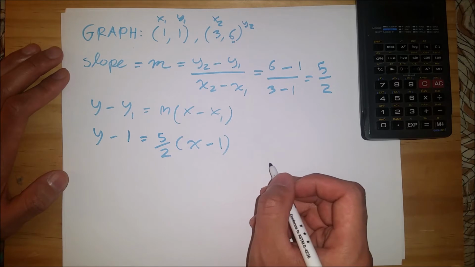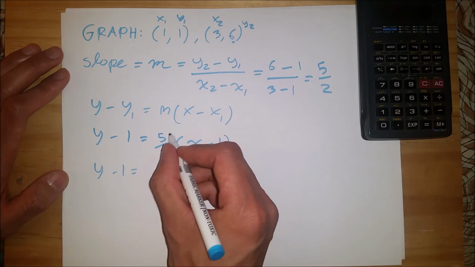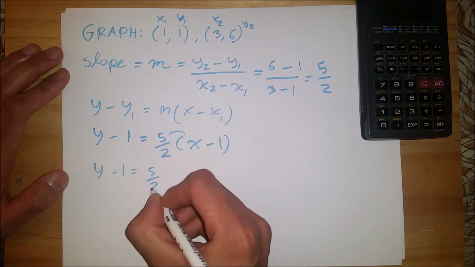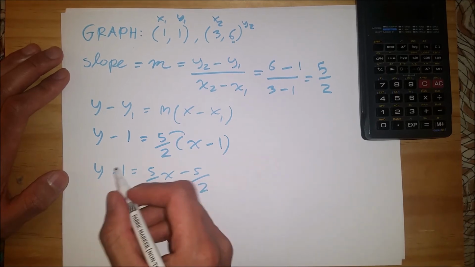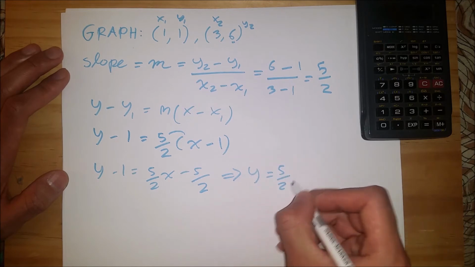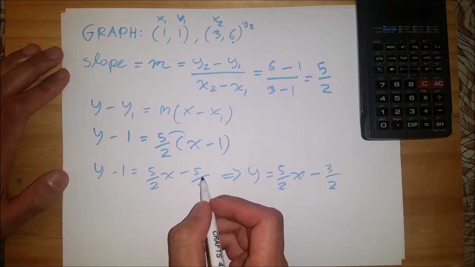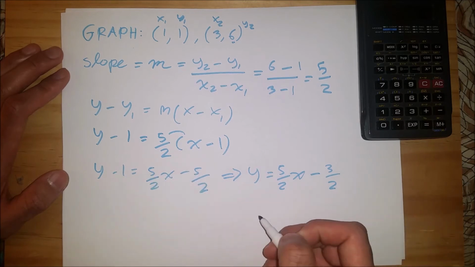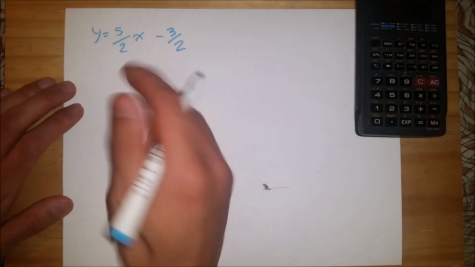Then y minus 1 is equal to, we multiply this out, 5 half x minus 5 half, right? And then we bring this 1 over, so y is equal to 5 half x minus 3 half, because negative 5 half plus 1 is negative 3 half. So this equation here is the same thing as this.